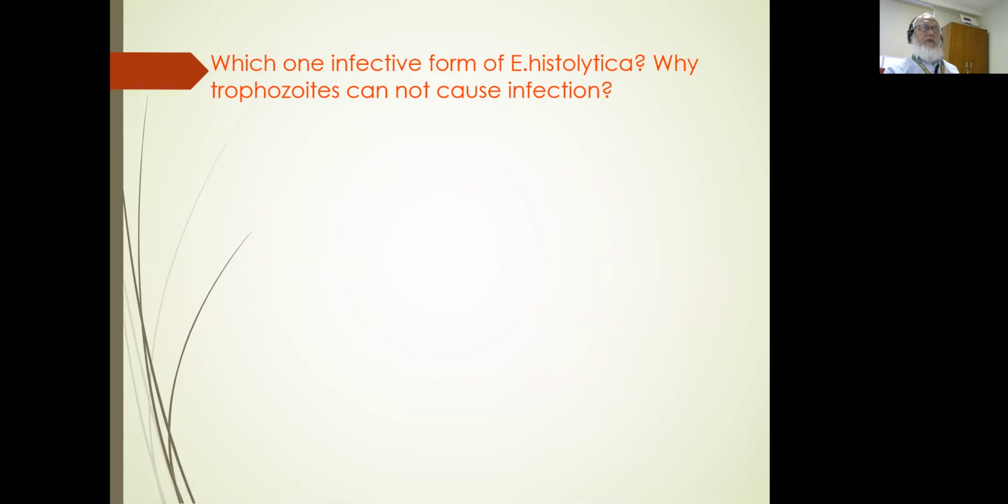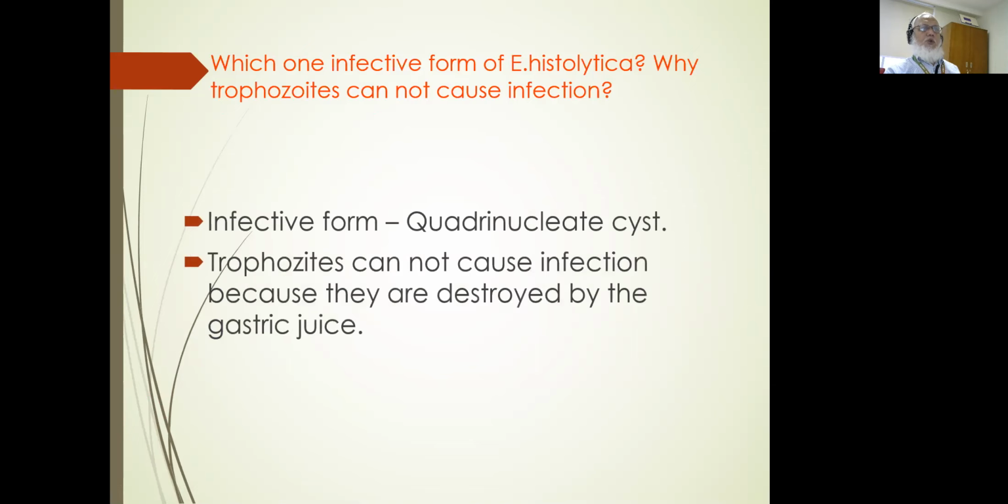Which one is the infective form of Entamoeba histolytica and why? Trophozoites cannot cause infection. The infective form is the quadrinucleate cyst, because trophozoites cannot cause infection as they are destroyed by the gastric juice.